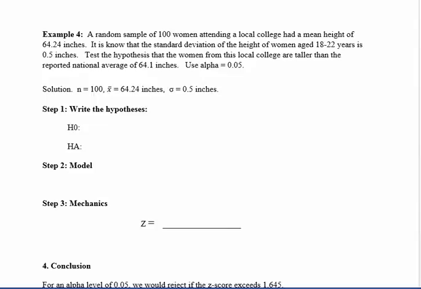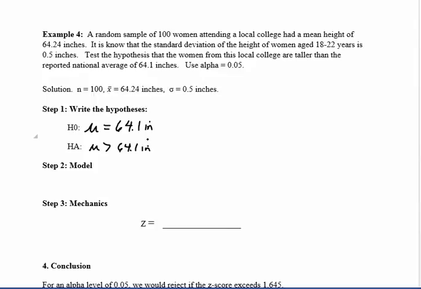We know that n equals 100, the sample mean was 64.24, and the population standard deviation is 0.5 inches. Write the hypotheses. The null hypothesis will be mu equals 64.1 inches, and the alternative is mu greater than 64.1 inches, since we are interested in whether the women at this college are taller.